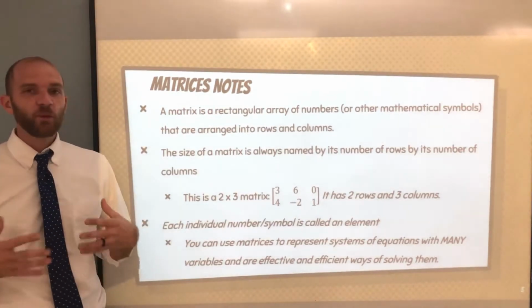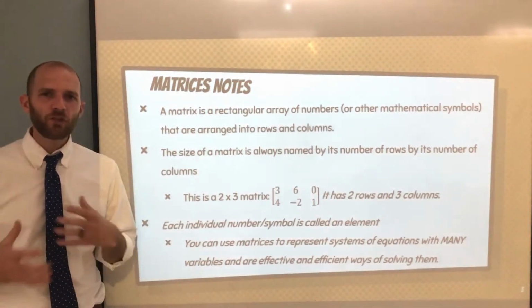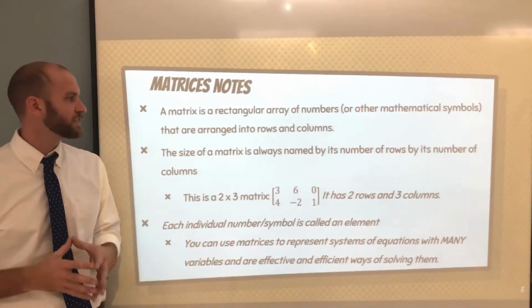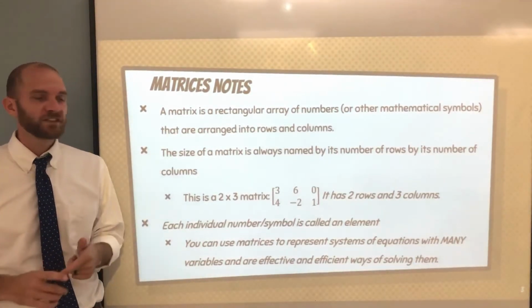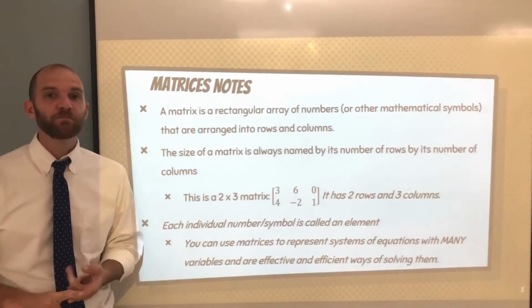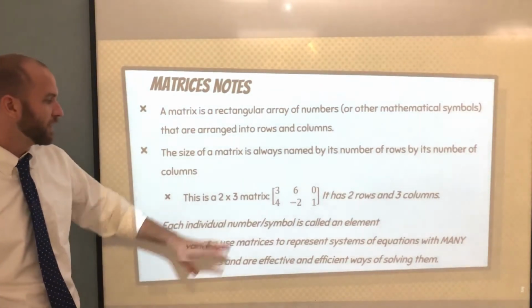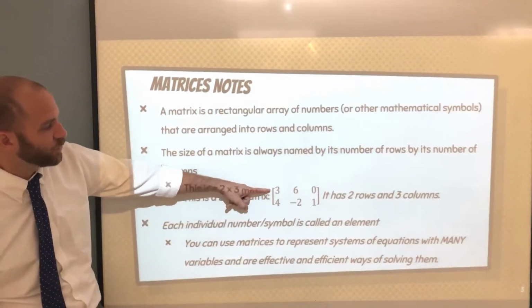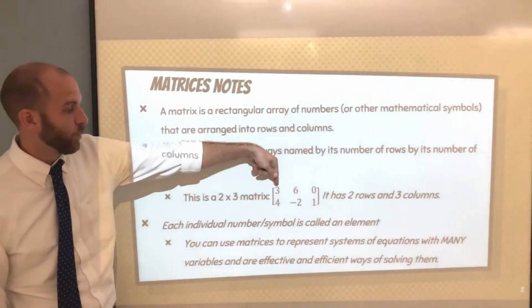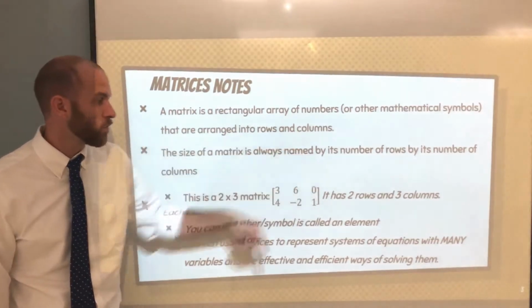A matrix is just a rectangular array of numbers or other mathematical symbols or expressions that are arranged into rows and columns. The size of a matrix is always named by its number of rows by its number of columns. So in this example right here, we call this a 2 by 3 matrix. That is, it has 1, 2 rows and 1, 2, 3 columns.